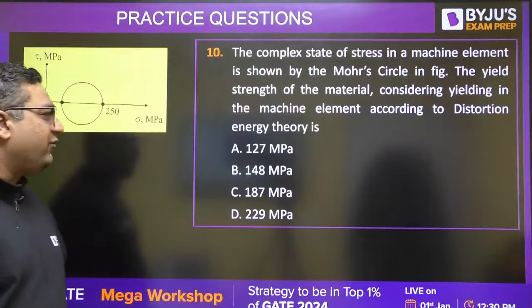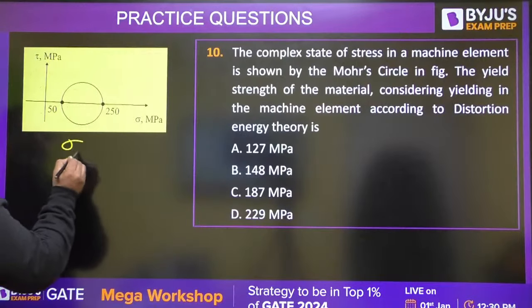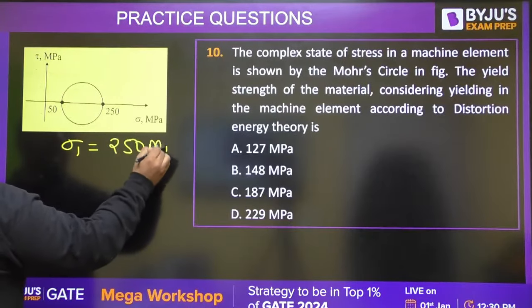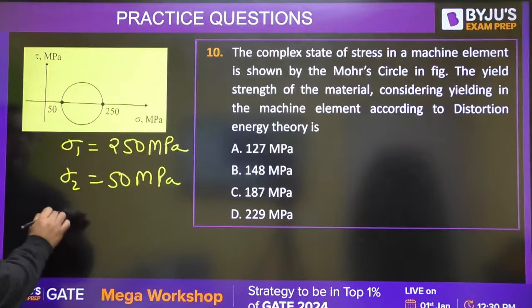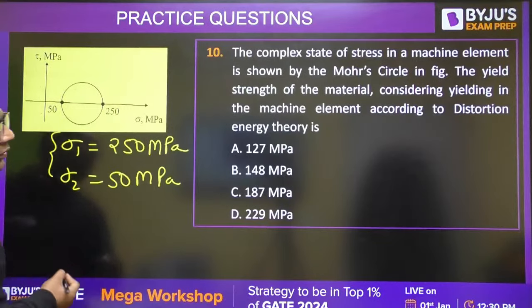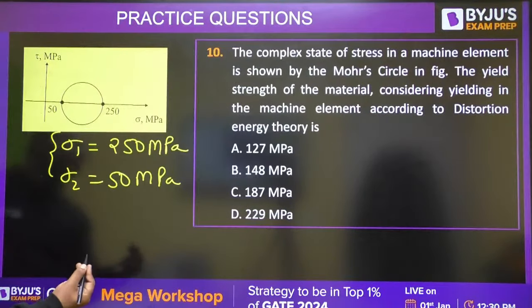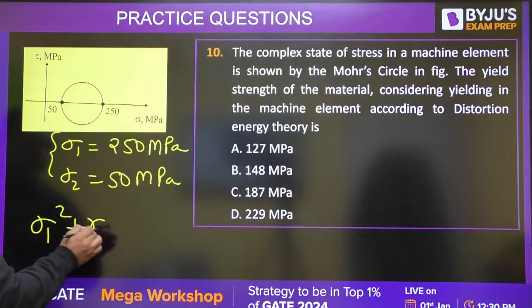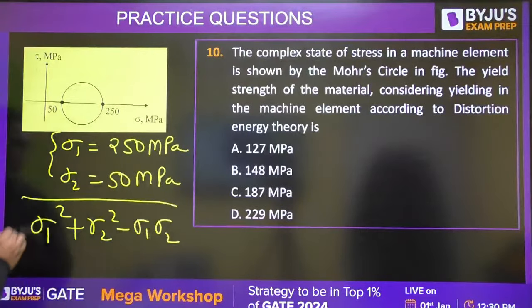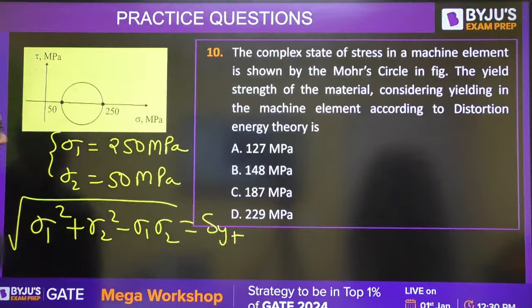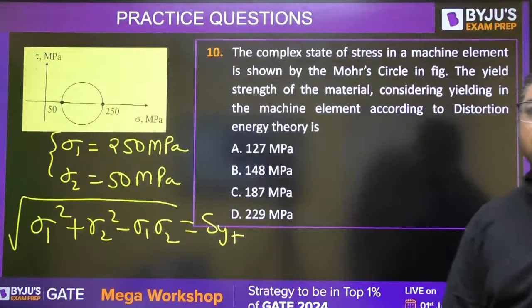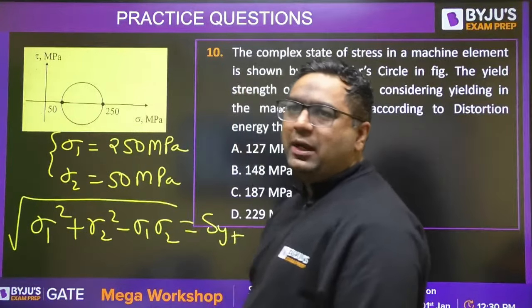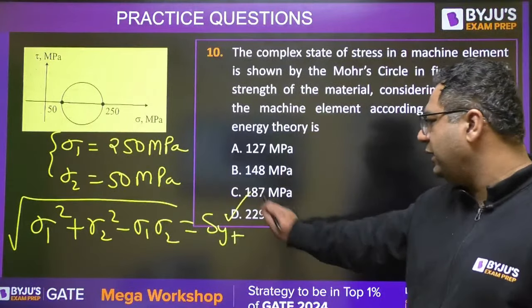So here this is once again from MDET, and you can see here sigma 1 is 250 MPa. Sigma 2 is 50 MPa. Sigma 3 is not required, actually sigma 3 is 0. So you are going to use MDT. Once again, you are going to find the yield strength of the material considering yielding: sigma 1 square plus sigma 2 square minus sigma 1 sigma 2 is SYT. Yes. Shubham is saying D, Kiran D, Teju D, Jabir D, Madhuvamshi D. Answer is also D.